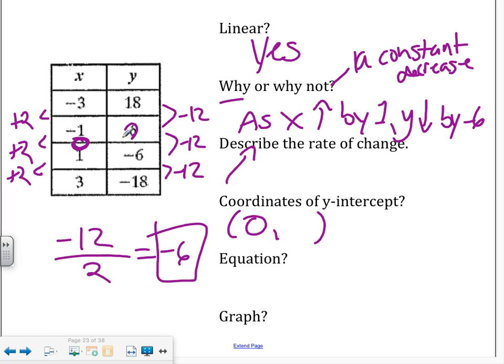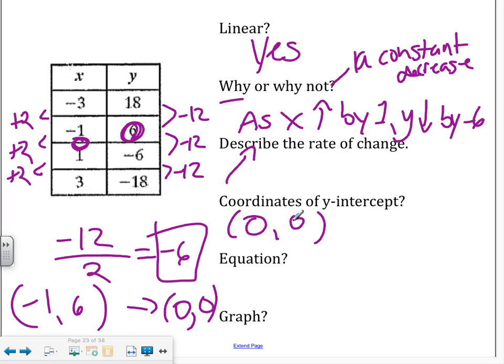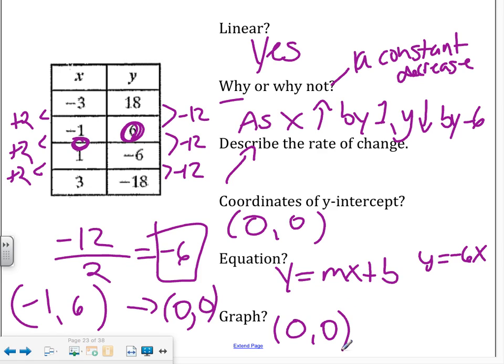So we want to take this point here, (-1, 6). Right? Increase x by 1 to get 0, decrease y by 6 to get 0. So the coordinates of our y-intercept are (0, 0). So our equation, y equals mx plus b, well, b is 0, so it's going to be y equals mx, which will be -6x. So if we were going to graph this, we can use (0, 0) as our starting point, and then you can pick any other point on this table and connect.